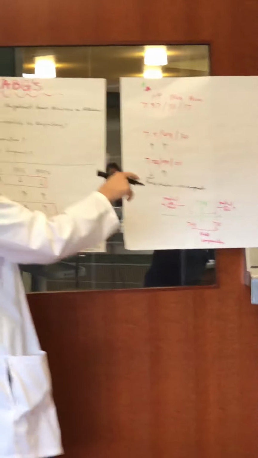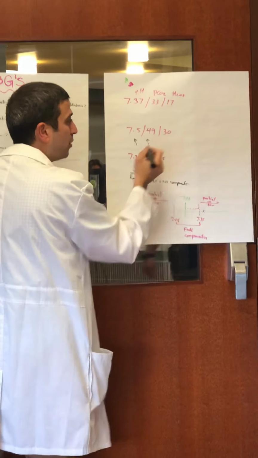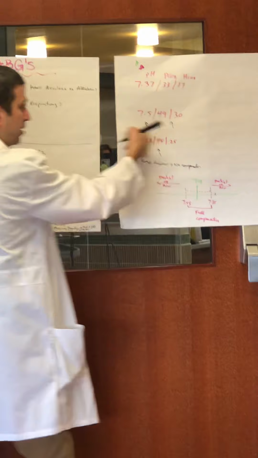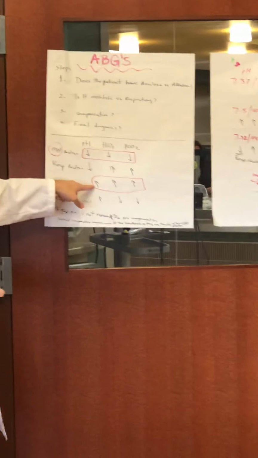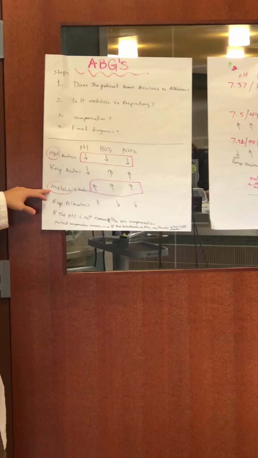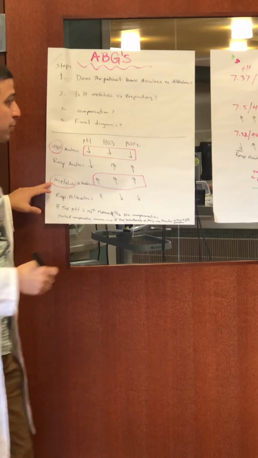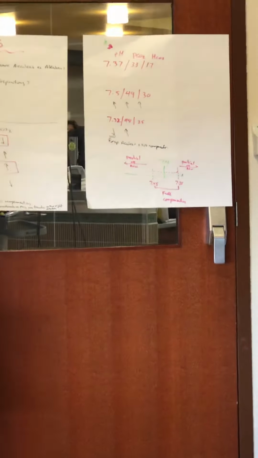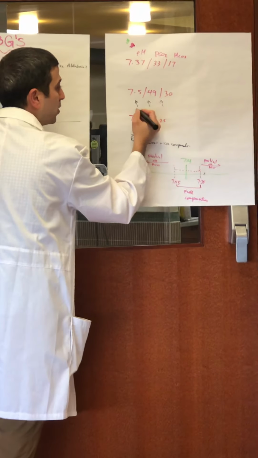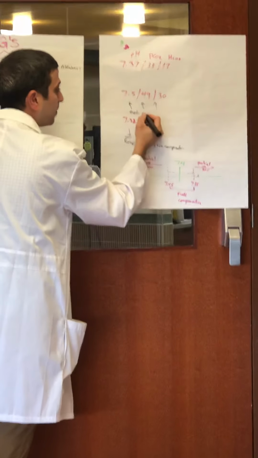So far, the arrows are going in the same direction. So let's look at the next arrow here, the bicarbonate. The normal is 24, we're up to 30. So look at that. We have all arrows pointing upwards, so I know I have a metabolic problem. And that metabolic problem is a metabolic alkalosis because the patient is alkalotic, right? So it's a metabolic alkalosis.